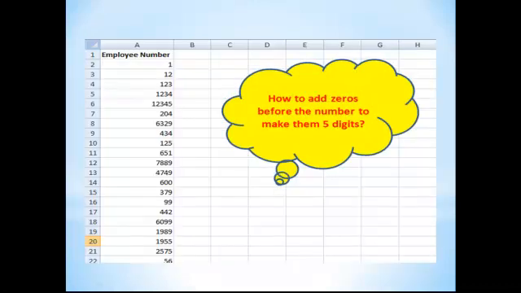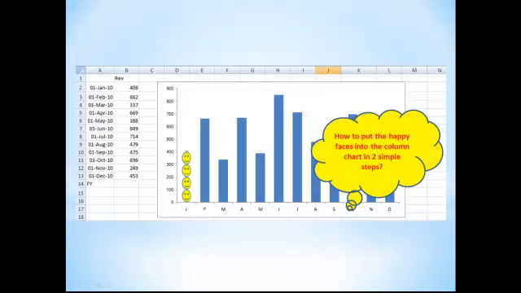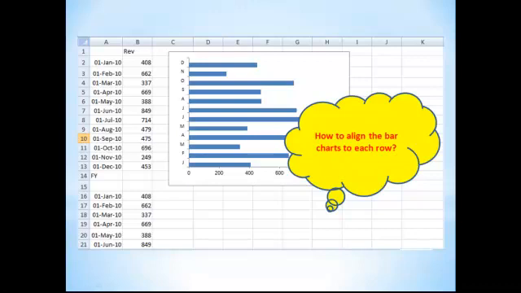Some more examples. How do you add the zeros before the number so that 1 will appear as 00001 and this 12 will appear as 00012 and continue on? How do you like to have a chart that doesn't look like Excel, where you have the bar represented by happy face? How do you align the bar to the same row so that you can have a graphical representation of the numbers in each month?